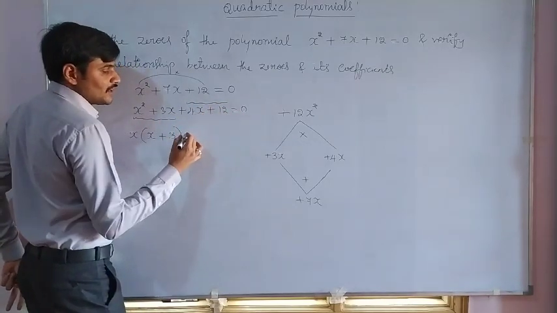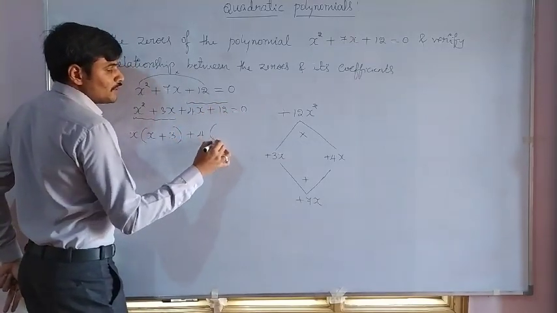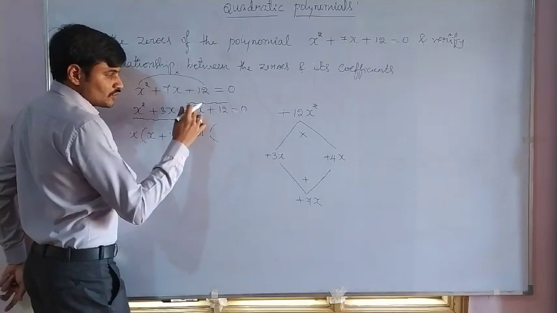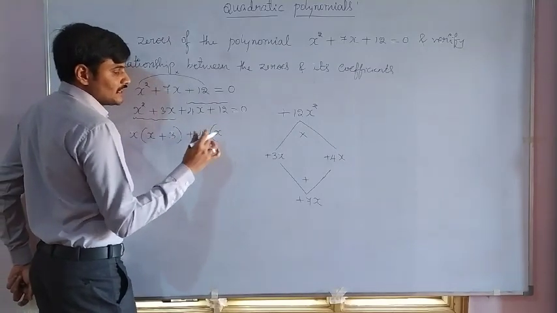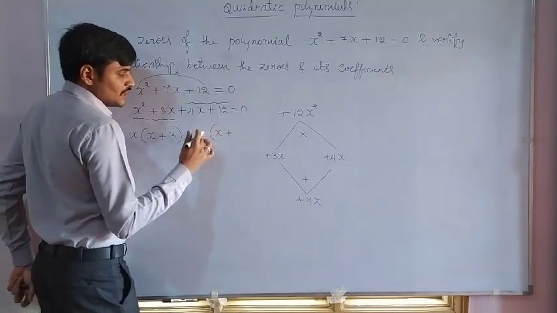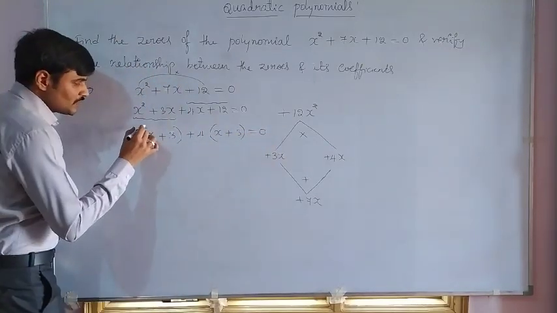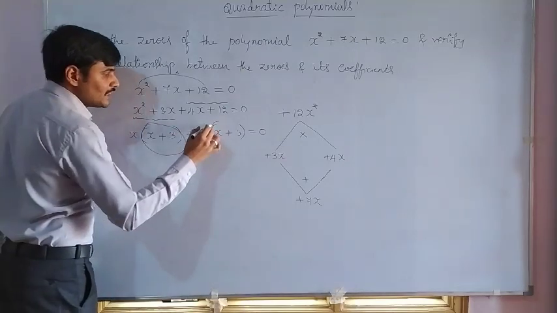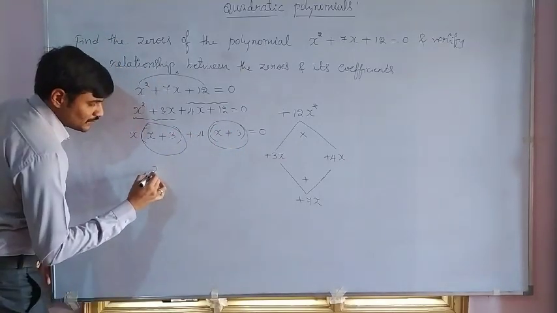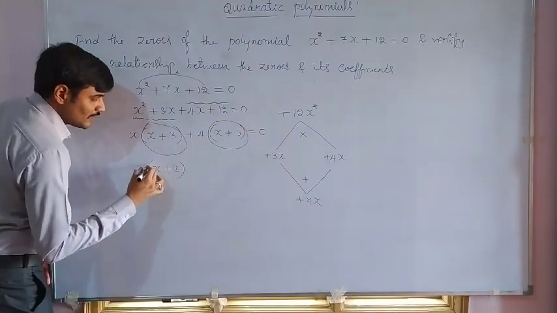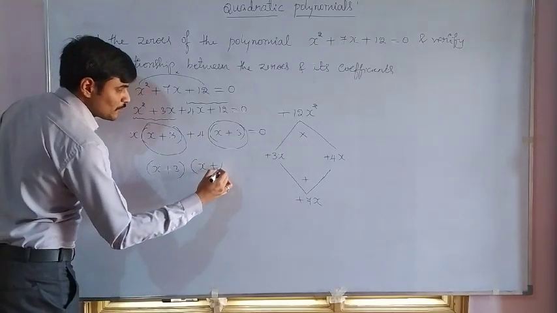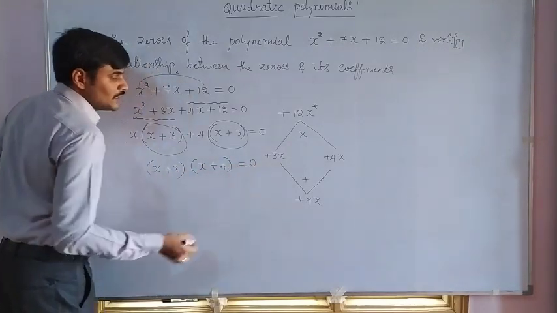Now observe these two terms. Here 4 and 12 are multiples of 4, so you should take 4 common. That means you are dividing: 4x divided by 4 gives x, and as usual plus into plus is plus, so 4 threes are 12. Now in these two terms, x plus 3 is common, so you will get x plus 4 is equal to 0.